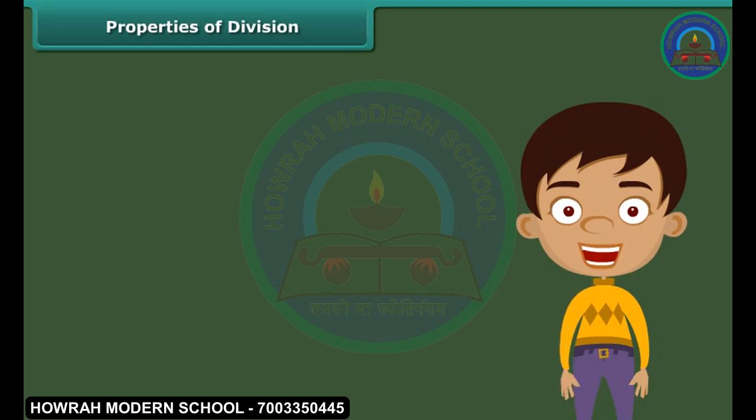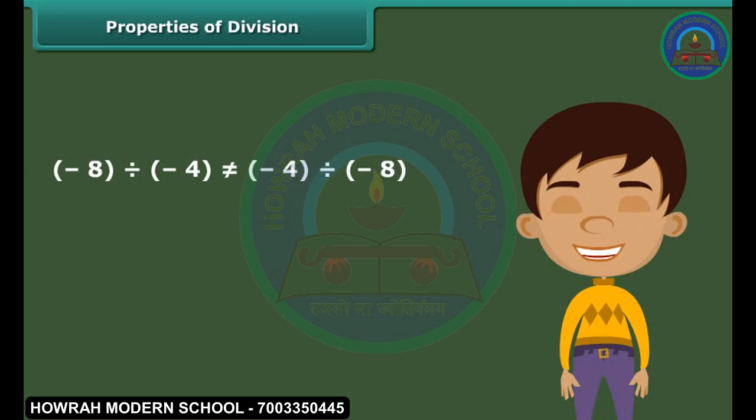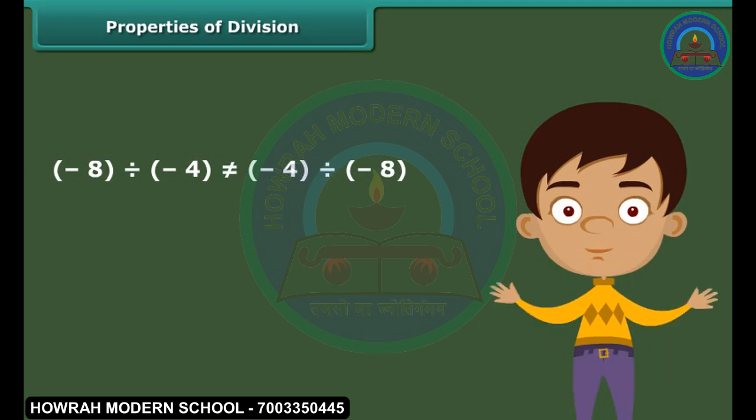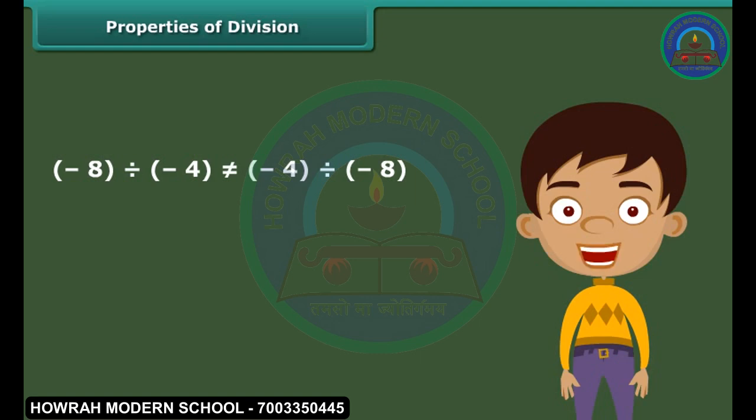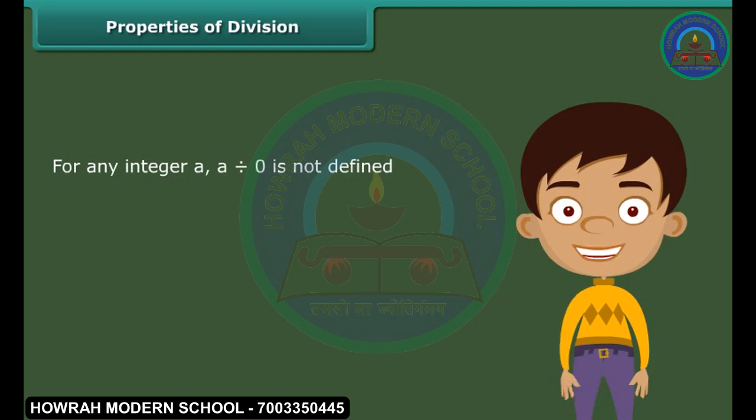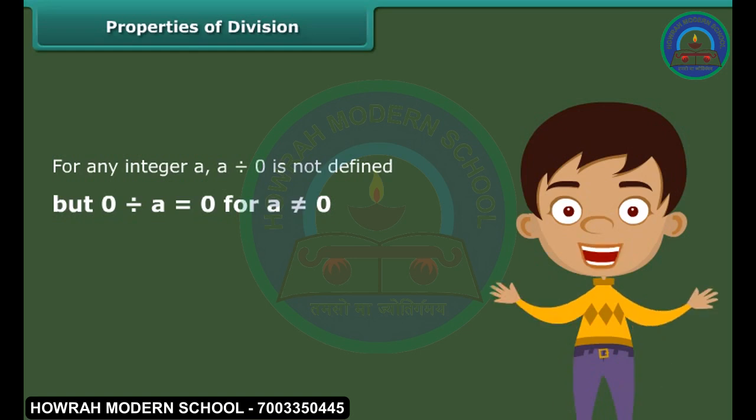Division is not commutative for integers. For example, (−8) ÷ (−4) is not equal to (−4) ÷ (−8). Any integer divided by 0 is meaningless, and 0 divided by an integer other than 0 is equal to 0.